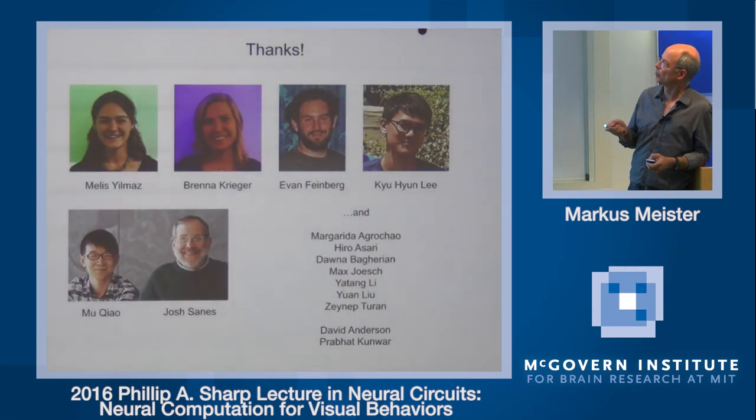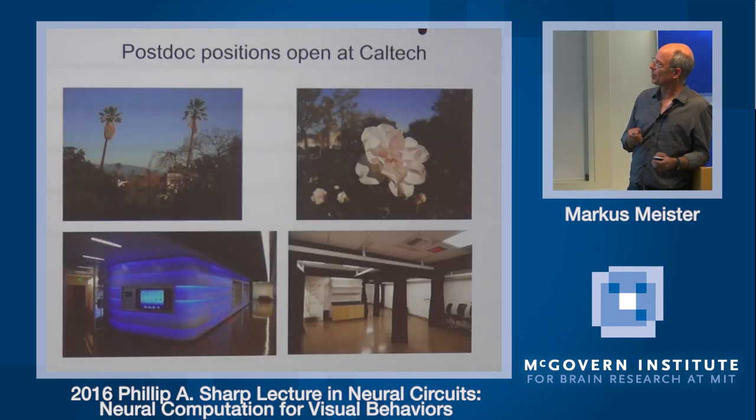But meanwhile, let me thank the people whose work I talked about. Melis Yilmaz developed the experiments on the looming behaviors. She took all the movies that I showed you. Brenna worked on the alpha retinal ganglion cells. Evan Feinberg developed the optical approach to superior colliculus. Kyu-Jan Lee has been doing the electrical recordings I mentioned at the very end. And our collaborators, Mu Kiao and Josh Sains, of course, were essential in everything I talked about. More recent collaborations with David Anderson and Prabhat Kunwar are trying to get at the emotional components of these defensive reactions.